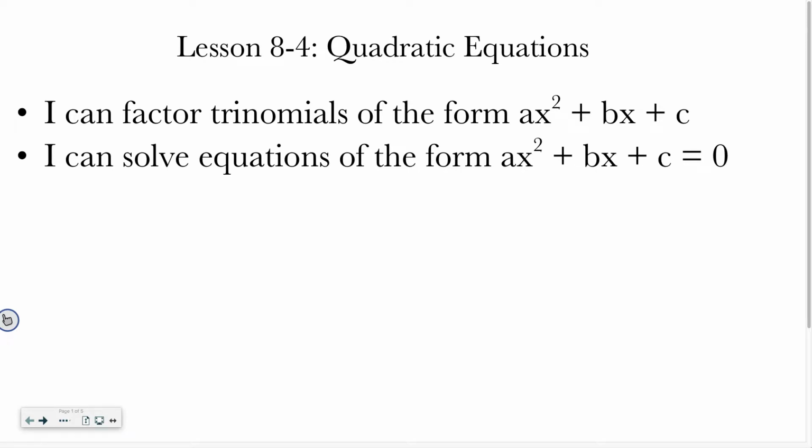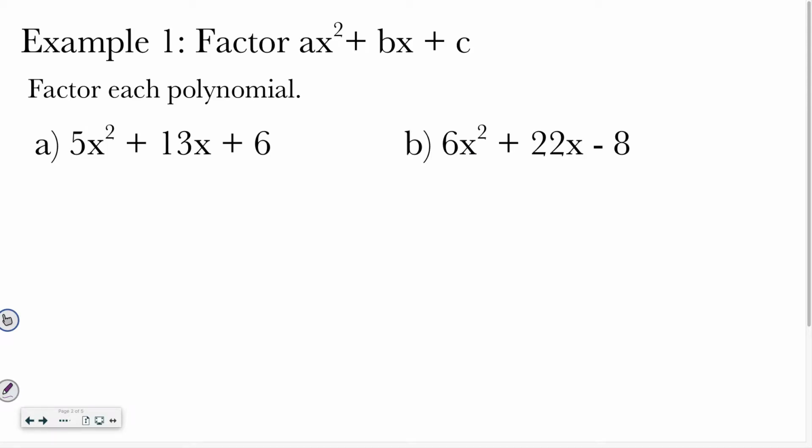Hello class, welcome to Algebra Lesson 8.4, which is all about quadratic equations. By the end of this lesson, you should be able to factor trinomials of the form ax squared plus bx plus c and equations of that same form. So yesterday we solved just the x squared plus bx plus c, but today the difference is now we have a number that isn't 1 in that location where the a is. So if we want to factor this polynomial, if we start with letter A, 5x squared plus 13x plus 6.